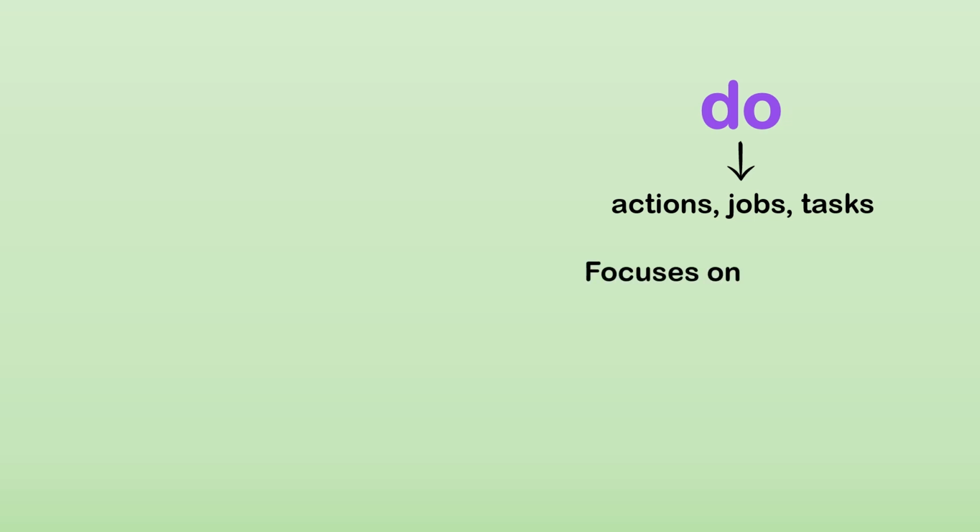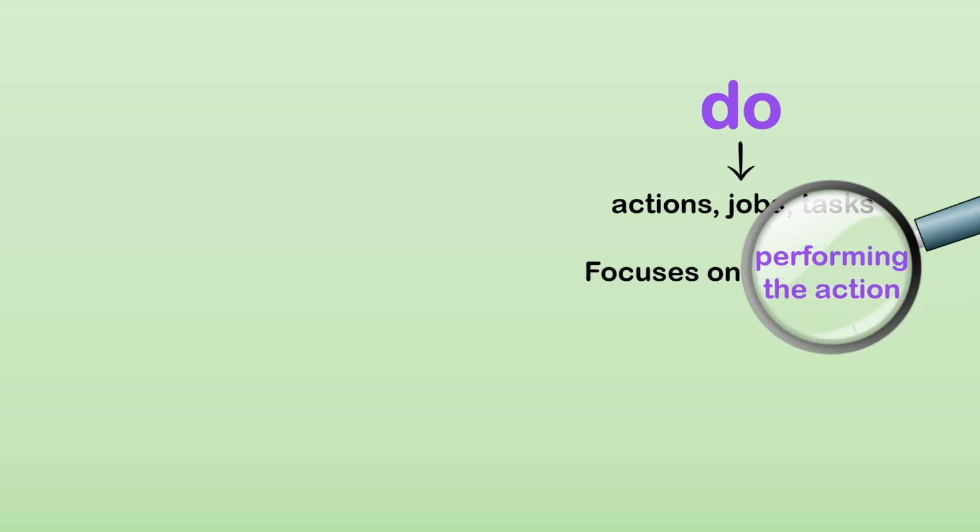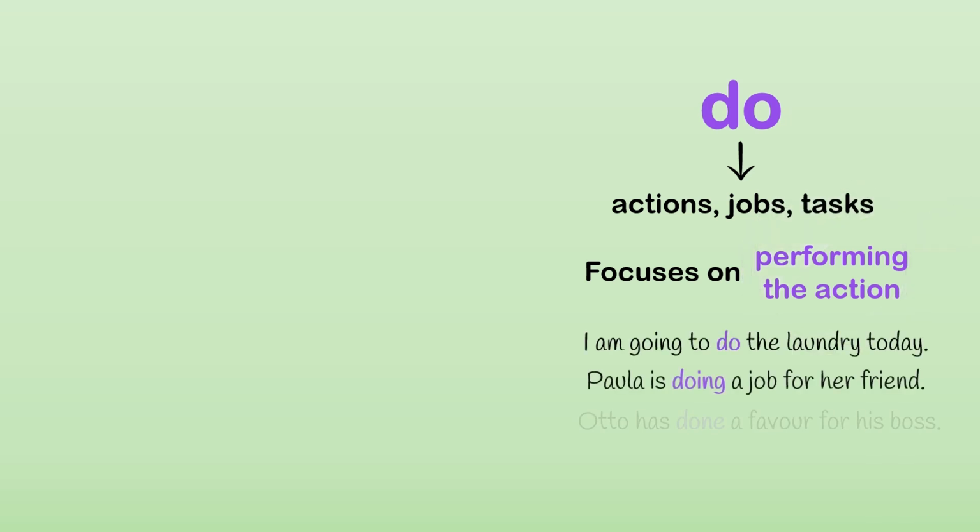Generally speaking, use do for actions, jobs, and tasks. Do focuses on the process of performing the action. For example, in each of these sentences, the focus is on the action. Nothing is created.